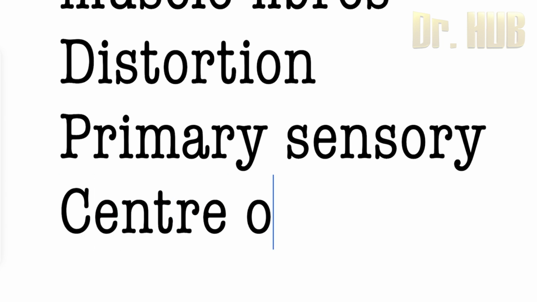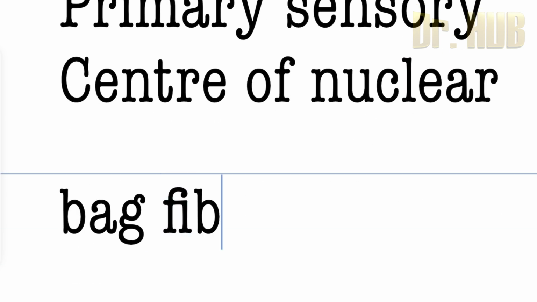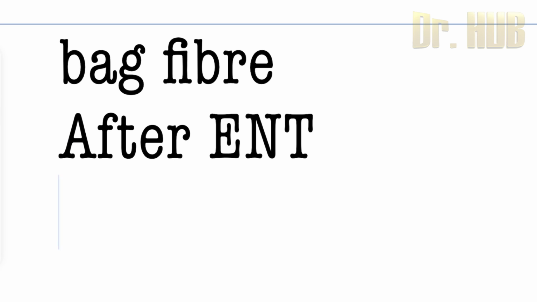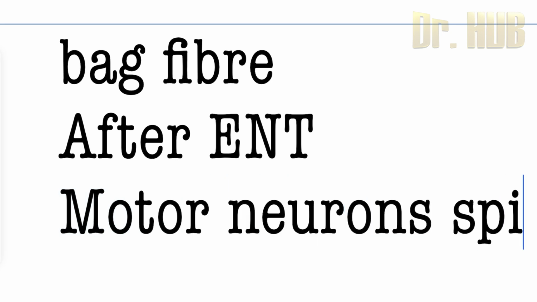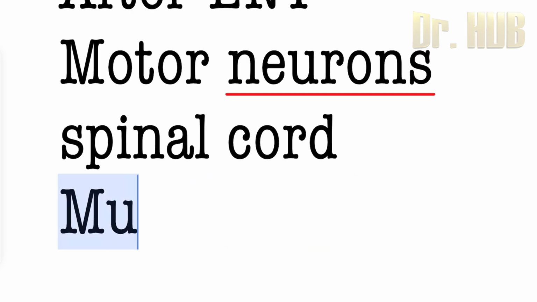So there is generation of action potentials in the afferent fibers, and then stimulation of the motor neurons in the spinal cord. This happens in the spinal cord, and ultimately it leads to muscle contraction.